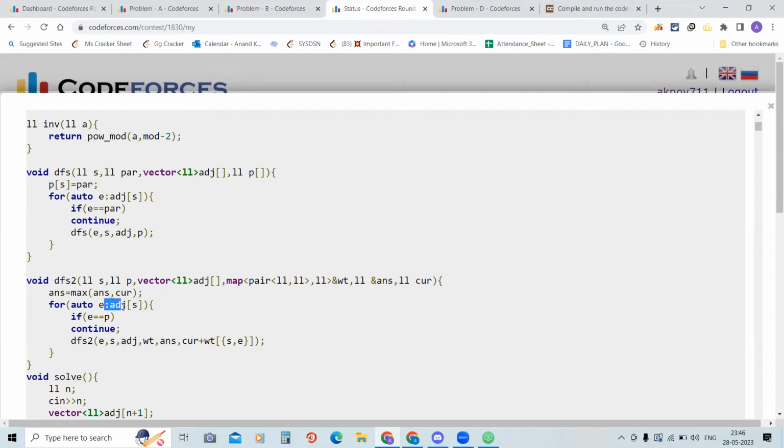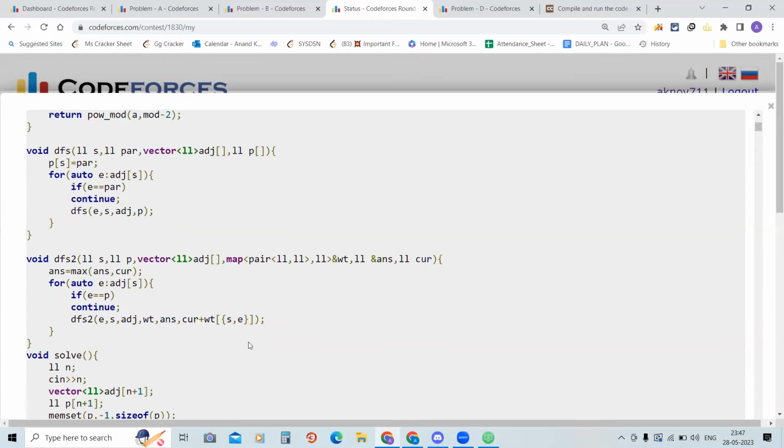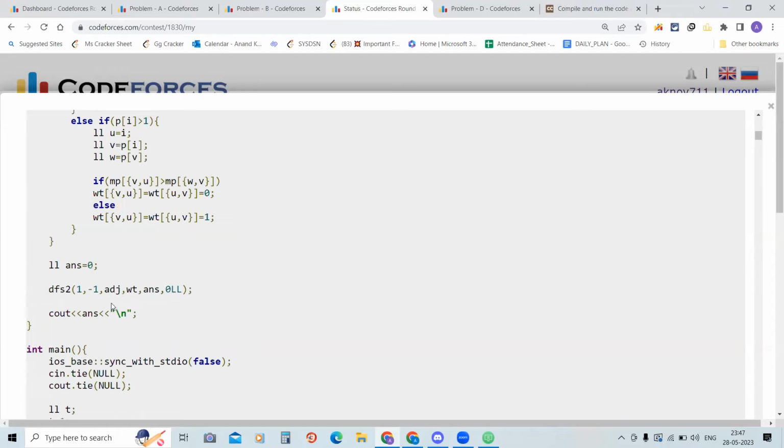Then I iterate over each of the adjacent nodes. If E is equal to parent, I continue. Otherwise, I run a DFS from E, and the parent will be S. And you see this one, current plus weight of SE. Basically, if the sum of weights on all the edges from root to S is current, then the weight of all the edges on the path from root to E will be current plus whatever is the weight of S to E. And at the end, I just print the answer.